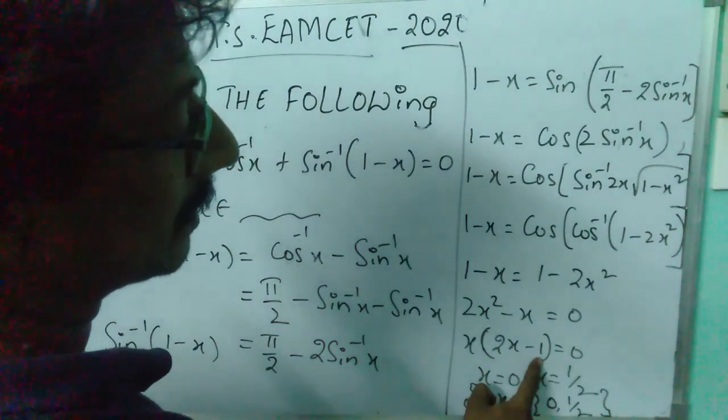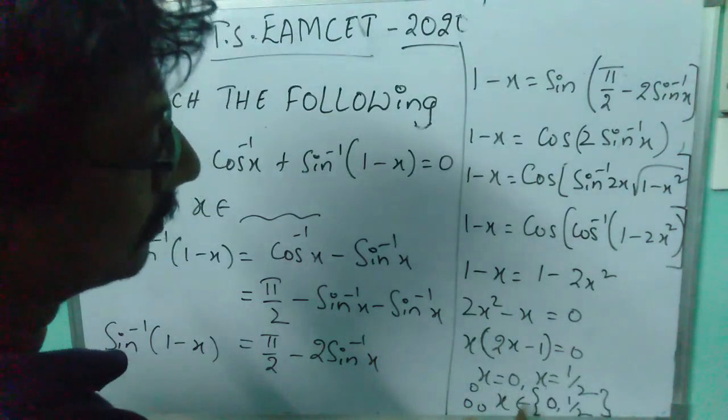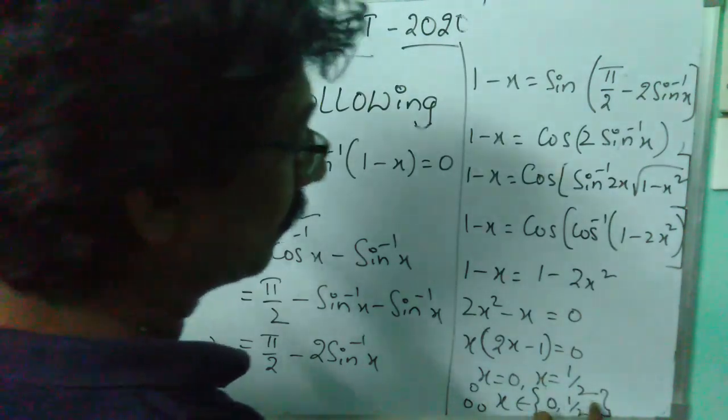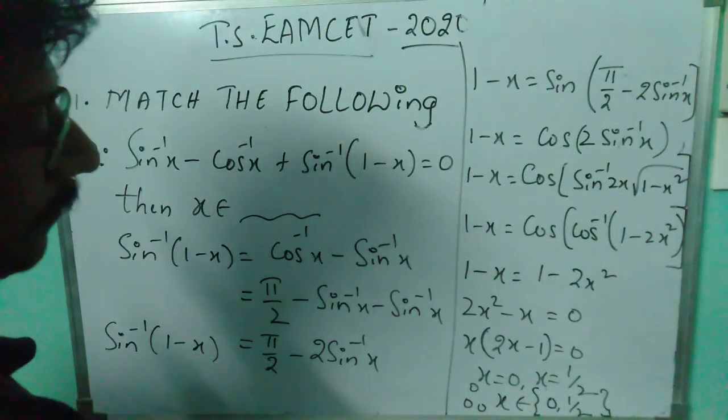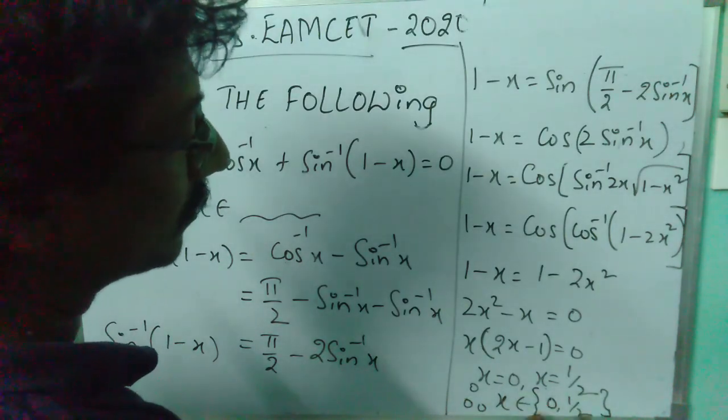x of 2x minus 1. Now see, this x will be equal to 0. So finally x equals 0. And this 2x minus 1 equals 0. That makes x equal to 1 by 2. Now finally, what is the value of x here? Such individual 0 and individual 1 by 2.